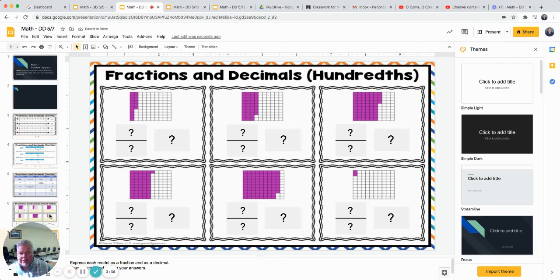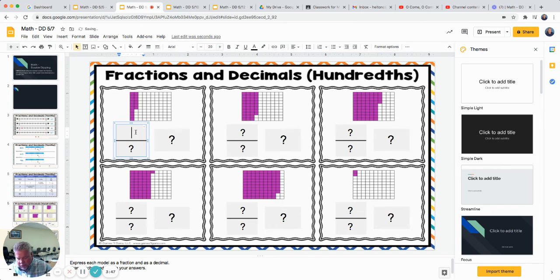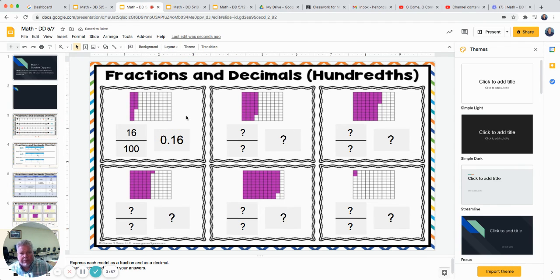And then the last slide, we're writing it in. So that's 10, 11, 12, 13, 14, 15, 16 hundredths. So we're going to type it in as a fraction, 16 hundredths. As a decimal, we're going to type it in as a decimal, 0.16. Just like that. This is a review of what we've done, just kind of going back and hitting it again.